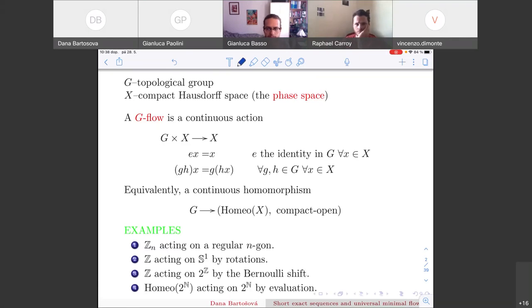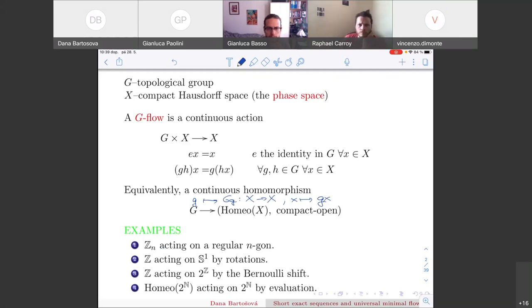So another viewpoint is really by looking at a continuous homomorphism from the group into the group of homeomorphisms. And the correct topology for that to be really the same thing is the compact-open topology on the homeomorphism group, right? So I take an element g in the group, and I assign to it a permutation from X to X that takes a point x and assigns gx. So different viewpoints of the same thing.